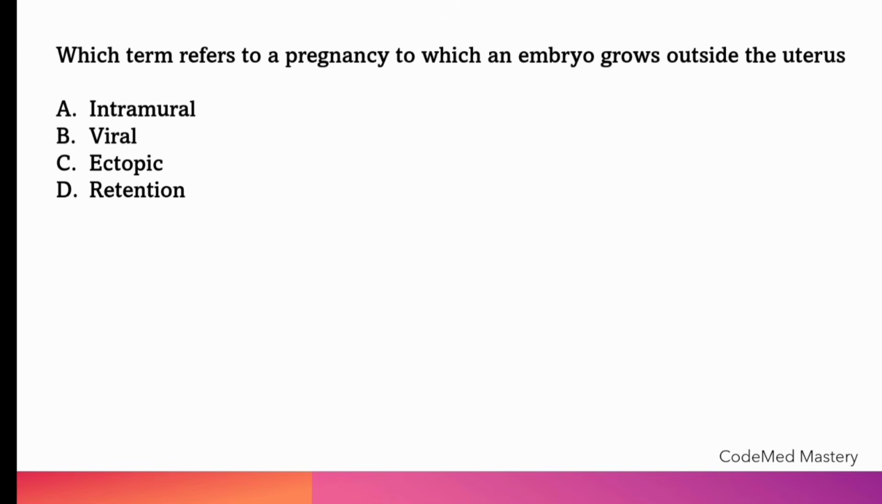Next question. Which term refers to a pregnancy in which an embryo grows outside the uterus? The correct answer is option C, ectopic. An ectopic pregnancy occurs when a fertilized egg implants and begins to grow outside the uterus, most commonly in the fallopian tube. This condition can be life-threatening if untreated, as the growing embryo may rupture surrounding tissues and it may cause internal bleeding. Next question.